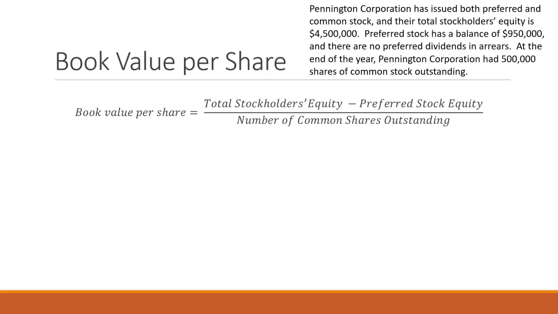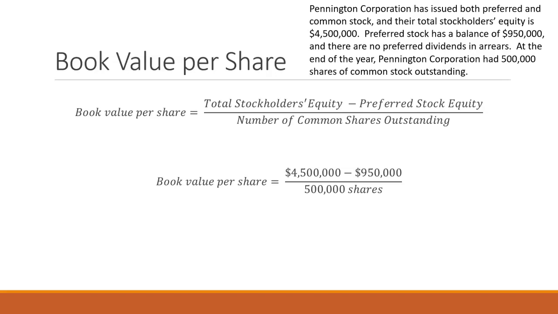So we have all of our information there in the upper right. And we're just going to plug these numbers into our formula here. So the total stockholders' equity, that was $4.5 million. Preferred stock equity, that was the $950,000. And we had 500,000 shares of common stock outstanding.